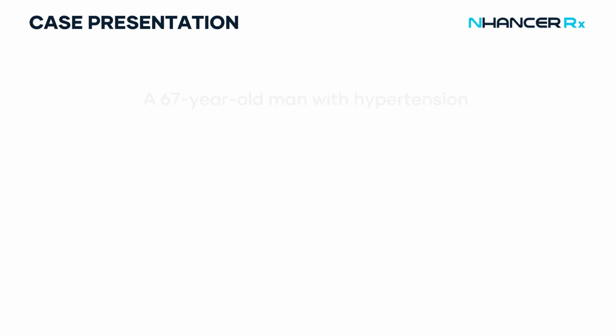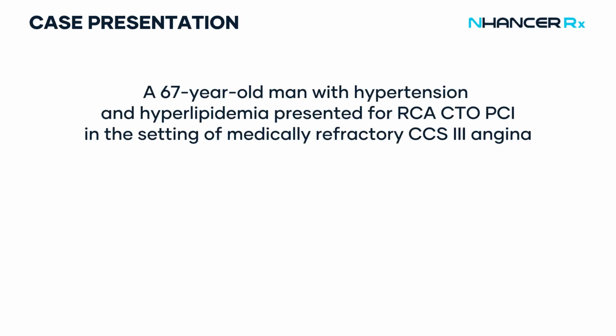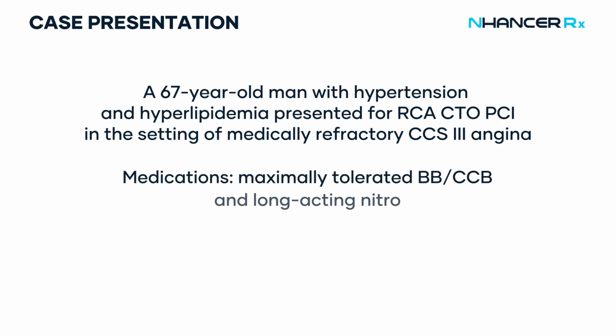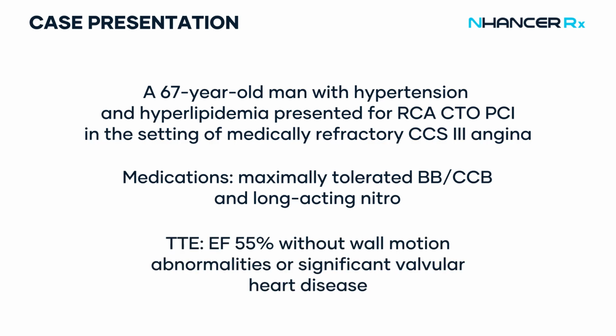So the case presentation, basically a 67-year-old man with hypertension, hyperlipidemia, and an RCA CTO presented for PCI in the setting of medically refractory angina. He'd been on maximally tolerated doses of beta blockers, calcium channel blockers, and long-acting nitros, and echocardiogram showed preserved EF without significant regional wall motion abnormalities or hypokinesis in the inferolateral walls. He also did not have any significant valvular heart disease.